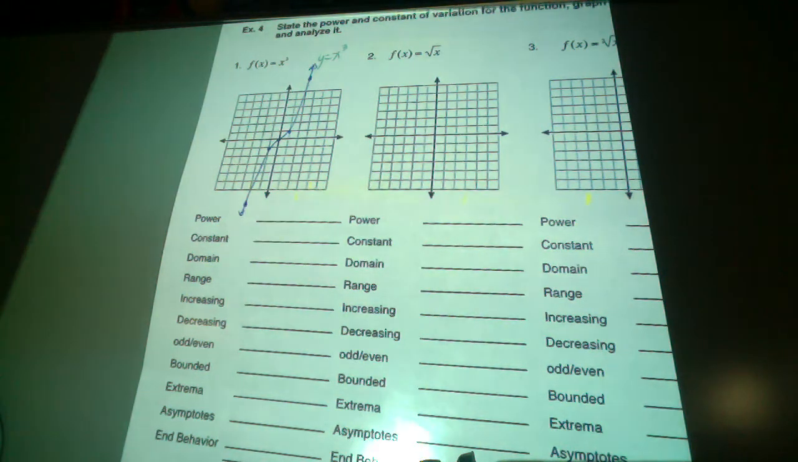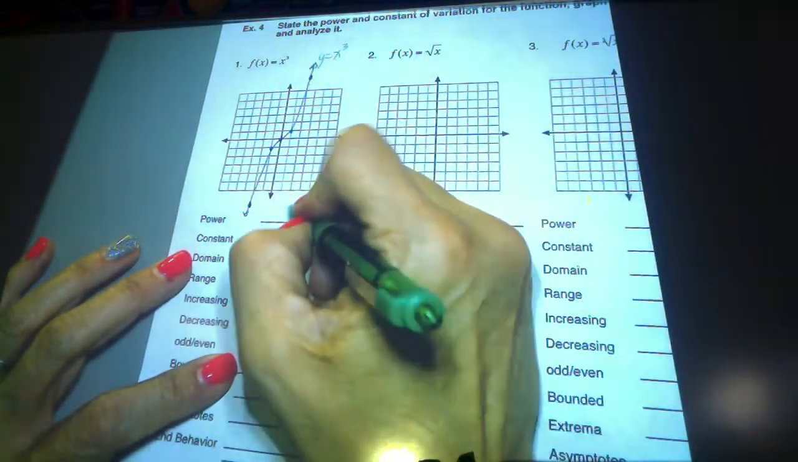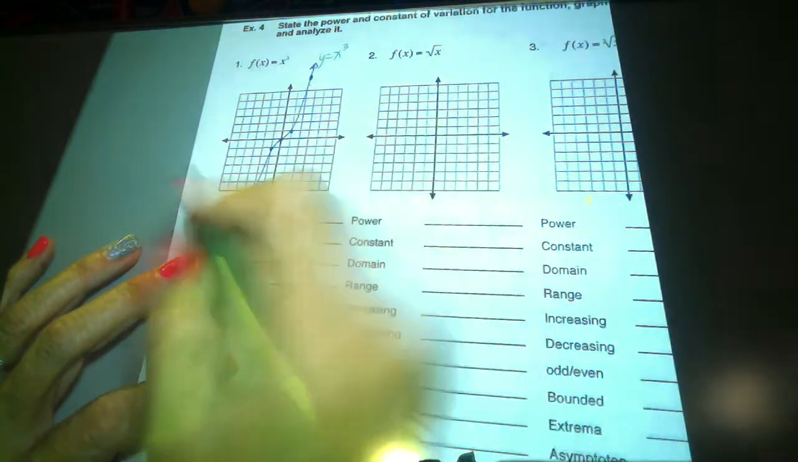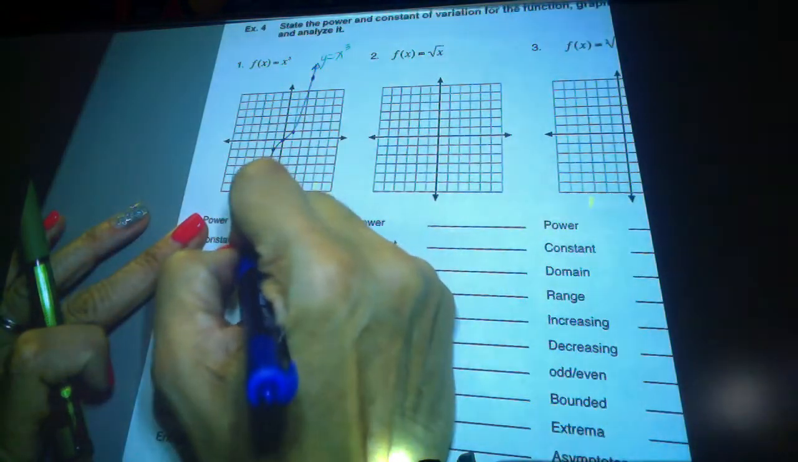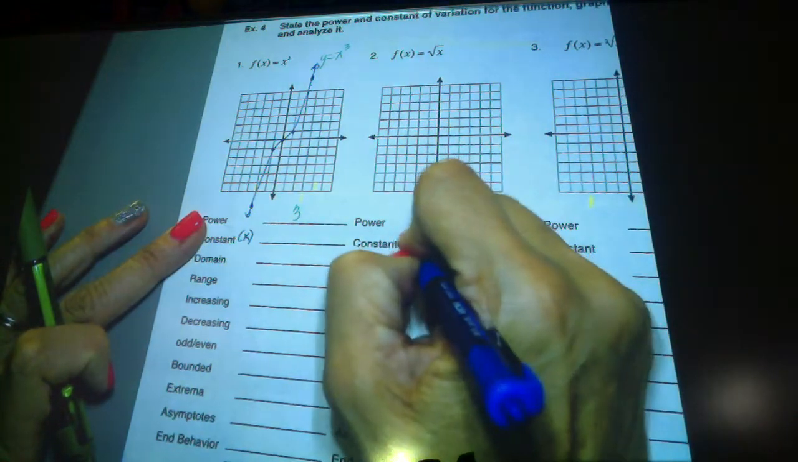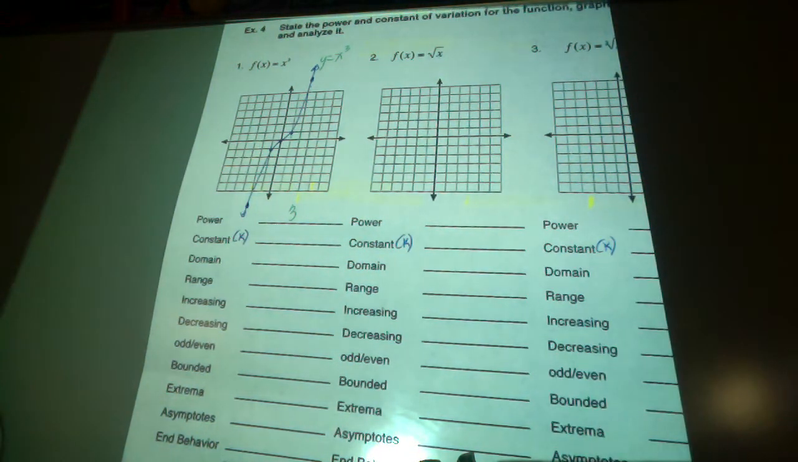We're going to answer a bunch of questions. What is the power of the function? 3. The constant they're referring to here is your k, your constant of variation. So all the way across here, just put in k. They're not asking what part of the graph is constant, they're asking for the constant of variation. So what is the constant of variation here? What's the number in front of the x? 1.